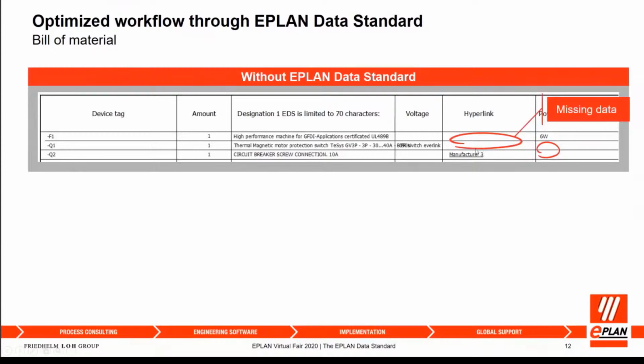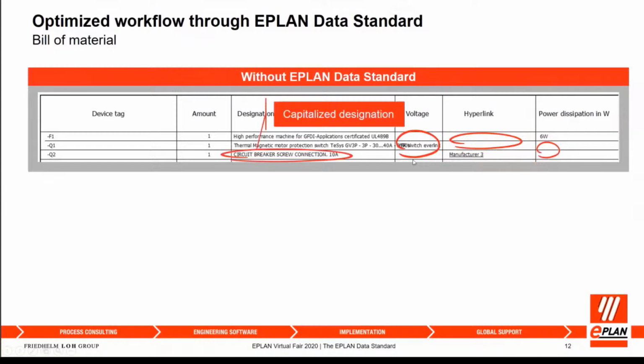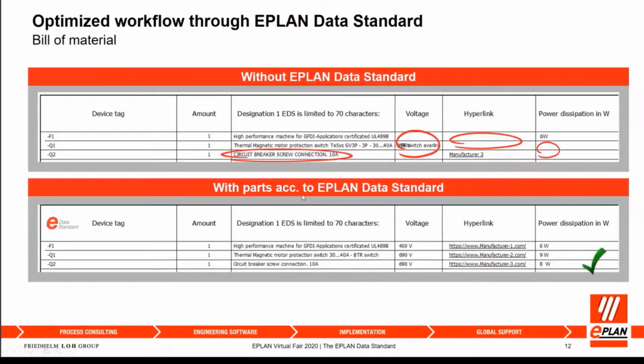Some parts do not have a hyperlink to a datasheet, for example. There are overlapping texts because the texts are not unified, not standardized. There are capitalized designations, so it's all not in a professional manner. When you want to offer this bill of material, you would not offer it to your customer because it's not a professional way of presenting a bill of material. And there again, with the EPLAN data standard, this will not happen anymore.